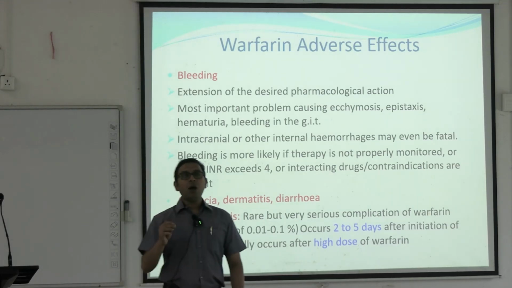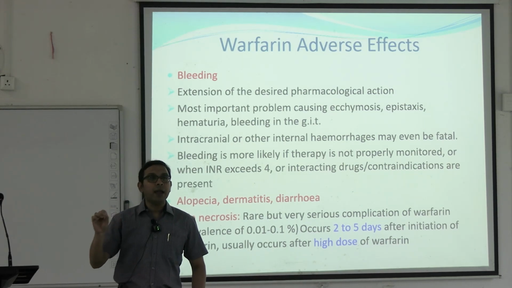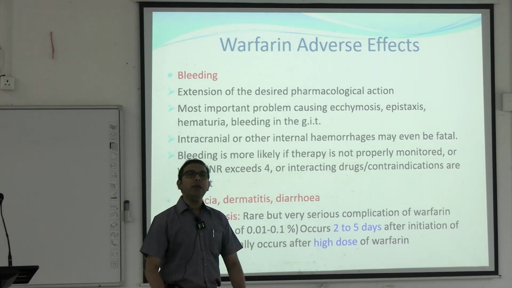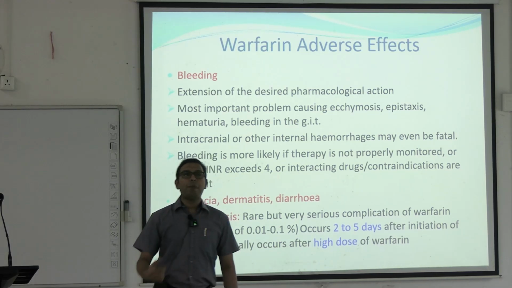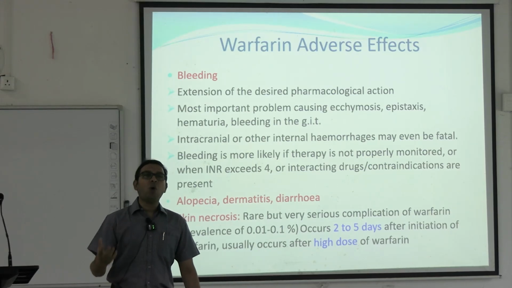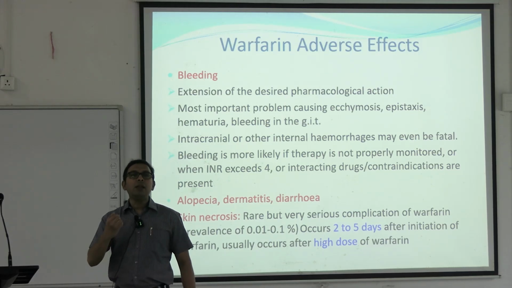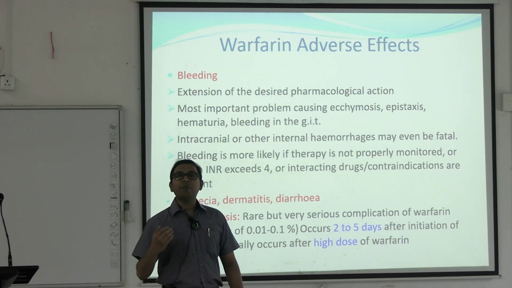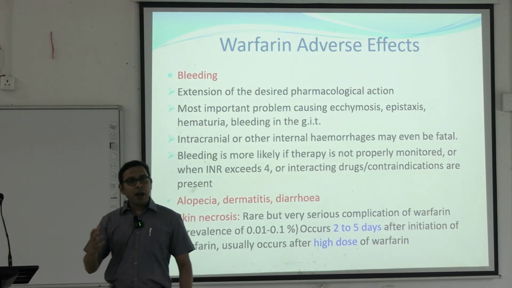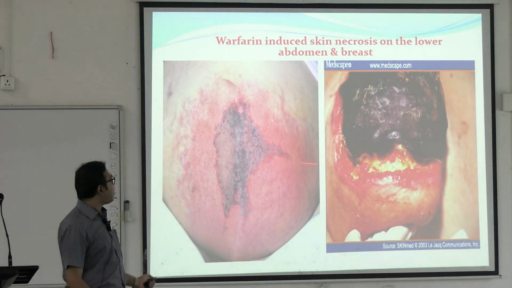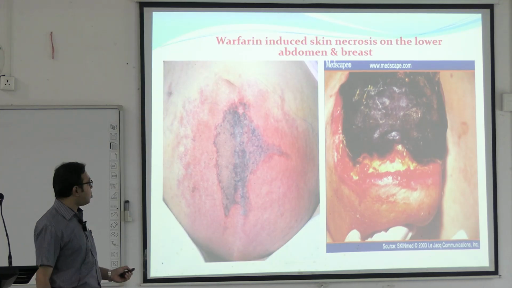Why does it happen? Because warfarin blocks, already we have seen, the vitamin K dependent clotting factors 2, 7, 9, 10. Apart from this, warfarin also inhibits protein C and protein S. These protein C and protein S are already present in our plasma. These are the natural anticoagulants. Warfarin also blocks these. Due to the diminished level of protein C, there may be chances of skin necrosis. This is known as warfarin-induced skin necrosis. It is rare, but if it happens, it is quite devastating. You can see this is warfarin-induced skin necrosis, lower abdomen and breast. Ultimately, that may be fatal also.